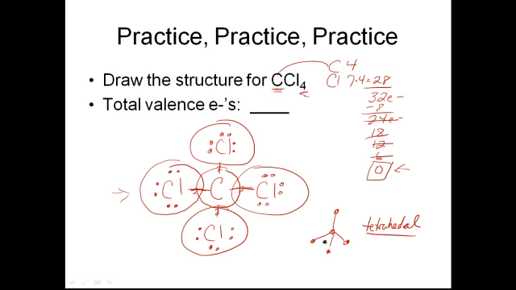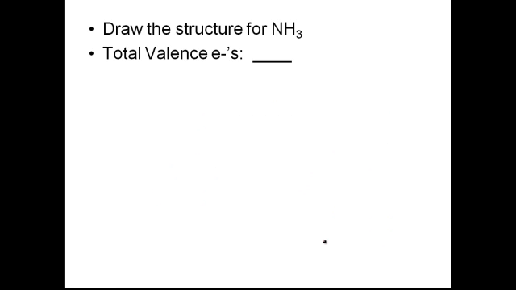So this is going to be a tetrahedral shape. Next one, NH3. Nitrogen's got 5, hydrogen's got 1, and there's 3 of them, so 1 times 3 is 3, there's 8 electrons. These guys don't have a whole lot of electrons to pool together, but they have 8. Next thing, figure out who your central atom is going to be. Nitrogen, never hydrogen. Connect all the H's with single bonds, and there's 3 of them because it's NH3.